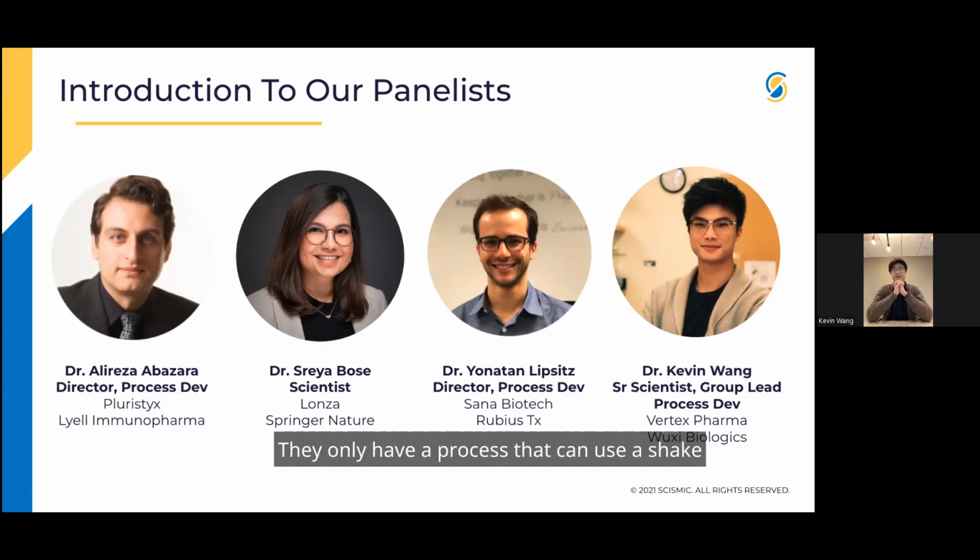They only have a process that can use a shake flask, which is a 200 ml shake flask, to produce a product. How can we scale it up to 15 liter, 50 liter, 500 liter, and it still has the same performance, delivering the same quality of the drug? So the major focus of my job is how to scale up this whole process and also ensure we're delivering the same quality to the patient.